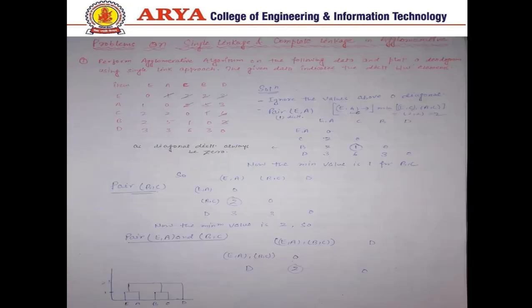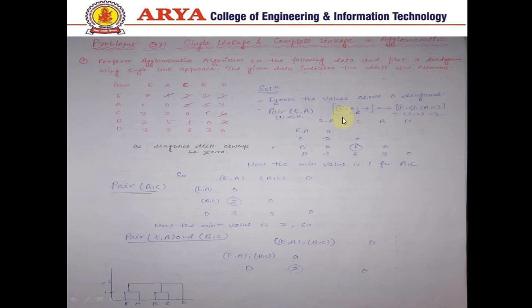Now here we have a problem based on single linkage. Single linkage means min. We have to perform the agglomerative algorithm on this data set. Here we are given a matrix. Remember we discard all the upper elements as there is symmetry. We ignore the values above the diagonal and form pairs, mentioning their minimum distance.